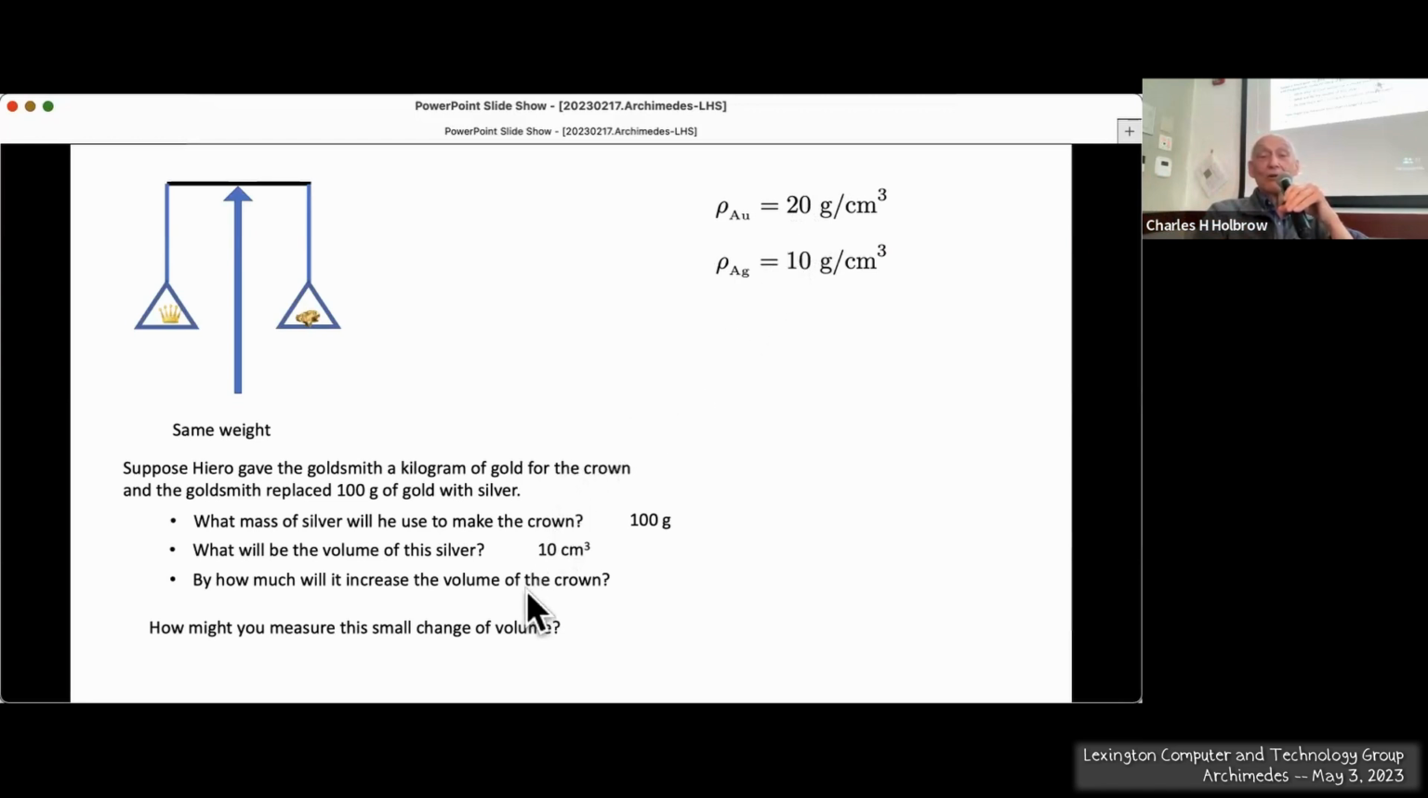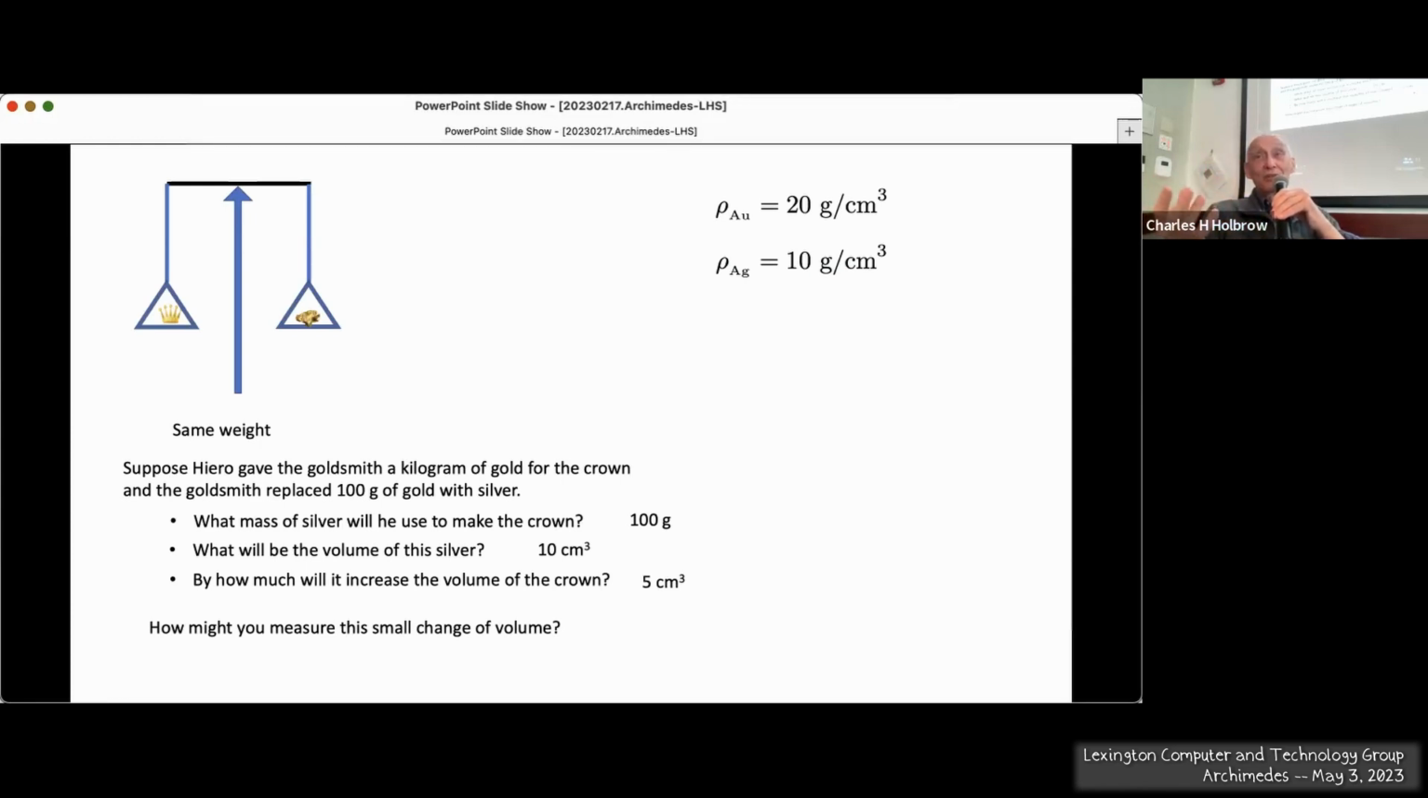So if he took out 5 and he added 10, there's the story that he's increased the volume of the crown by 5 cubic centimeters. And that's really the key perception, I think, that Archimedes had, that the volume of the crown must be bigger if you put silver in it.